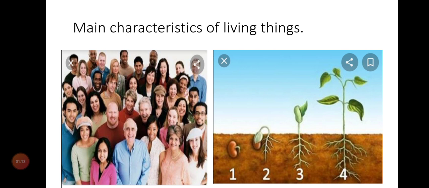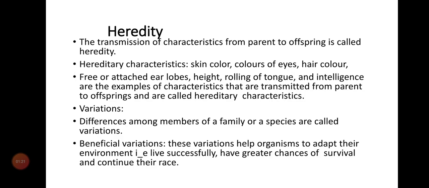They all have 2 eyes, 2 ears, 2 legs, 2 arms, and 1 nose. All sheep walk on 4 legs, not on 2 legs. That means all living things resemble their parents in physical features. Now dears, we will discuss what heredity is.